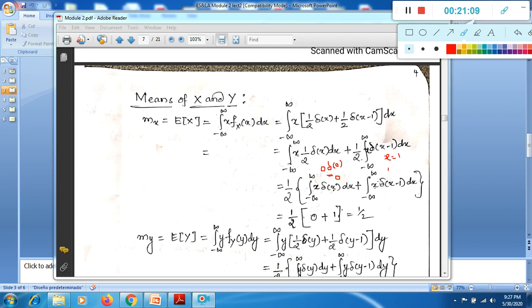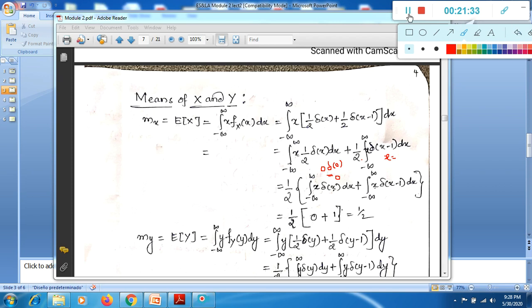So this integration will take the value of x as 1. So 1 into del of 0, which will be 1. So we are having 0 plus 1 contributed out of this. So we can write this as 1 by 2 as the answer.